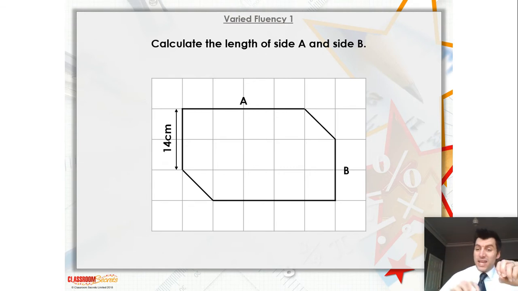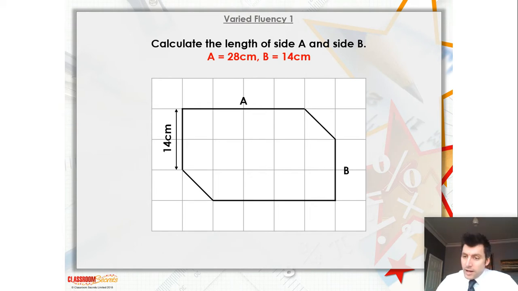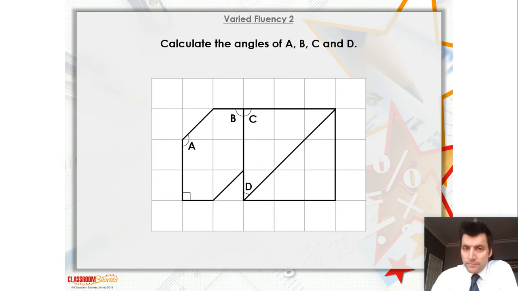And then I know that B is also 2 squares long, so I know that B is going to be the same as the 14 centimeters. Okay, so I can work those through. Hopefully we've managed to do that on our own. If not, hopefully now looking at the information we had on the screen would have helped us to solve that. Looking at these then, rather than the length, we're now thinking about the angle.